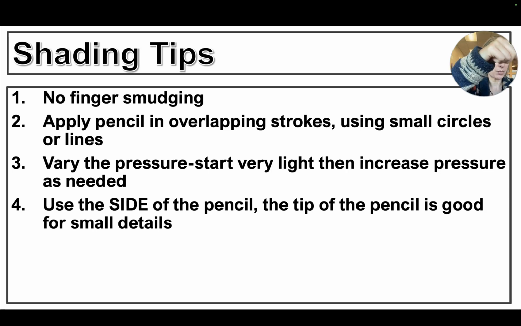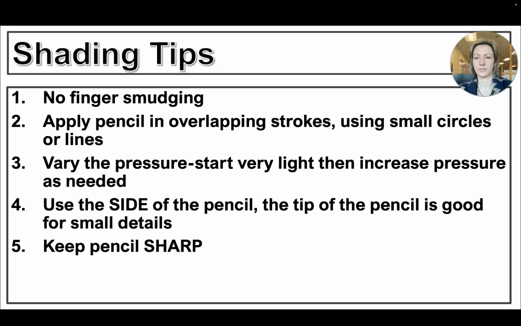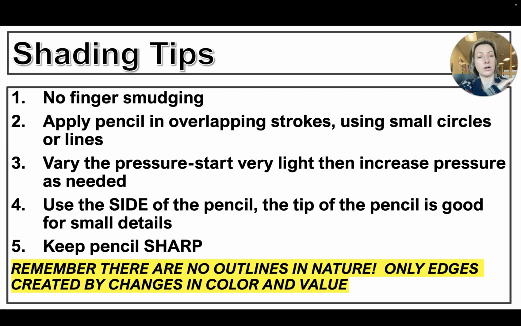Use the side of the pencil. If you're using the point, that's good for doing details, like details of an iris, for very tiny, small details. But for shading, you want to use the side and just build up. Keep your pencil sharp and do not forget, there are no outlines in nature. There are none. It's only edges created by the changes in color and value. That's it.